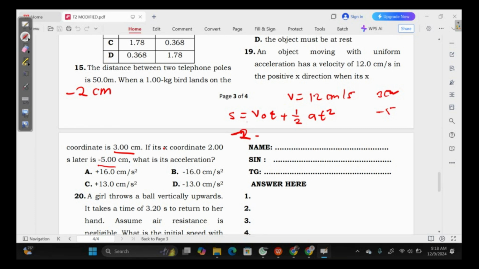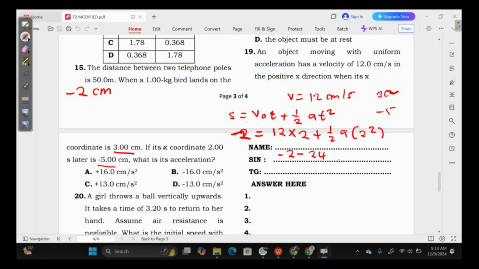So we have the V initial, which we have is 12. The time is 2, plus half. Acceleration I don't know. The time is 2, but I square it. So this is going to be 24. So what I'm trying to do here is 24 goes to the other side. So it will be negative 2 minus 24. Have you seen 12 times 2? 24. So I've shifted to the other side.